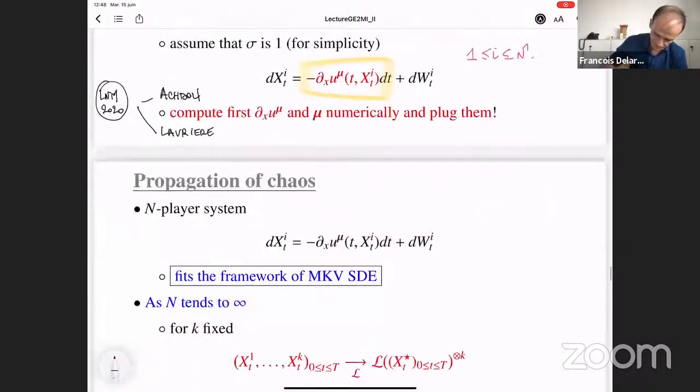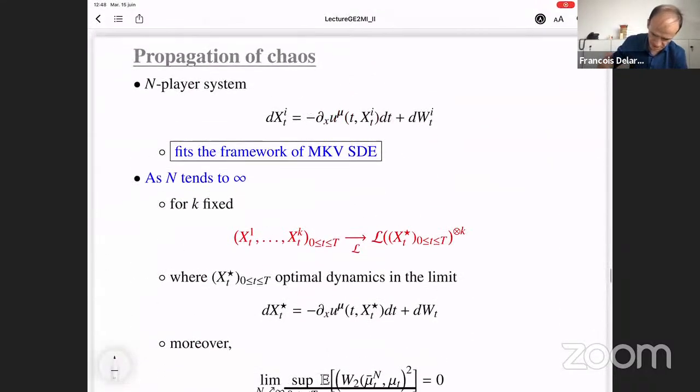So you pre-compute this. And what you do next is to say, well, now this is pretty easy. This is just a simple particle system. And in fact, there is nothing to prove here, in the sense that the particles are independent because they play the same feedback function, which only depends on their own state. So they are independent and they have the same distribution.